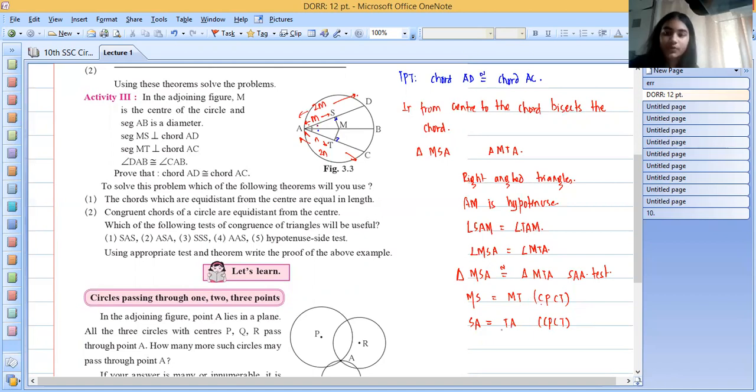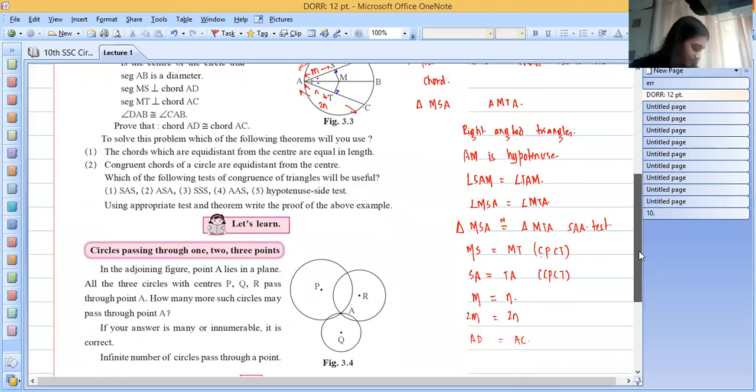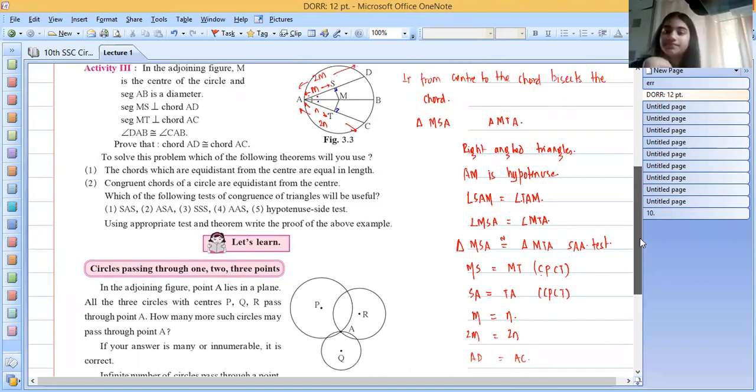Now, SA equal to TA. SA is my m and TA is my n, so this means m equals n, so 2m equals 2n. But what is 2m? AD. And 2n is AC. AD equal to AC. So you have proved that these two chords are equal.